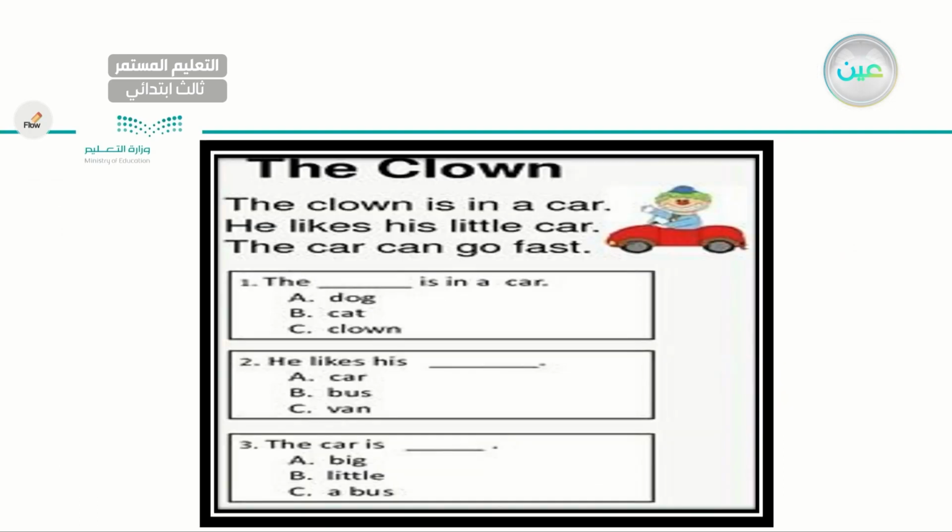Now I have a different one. The clown is in a car. He likes his little car. The car can go fast. Okay, so I have just 3 lines and 3 questions. Let's read question number 1. The blank is in the car: a dog, a cat, a clown. What do you think, my dear student? The clown is in the car, so the answer is clown. Very good.